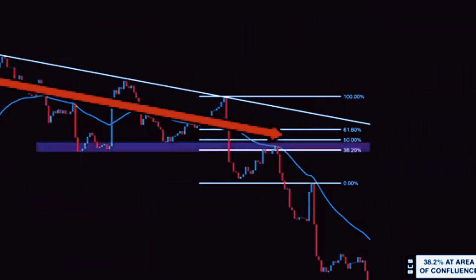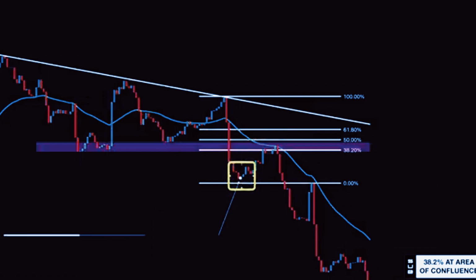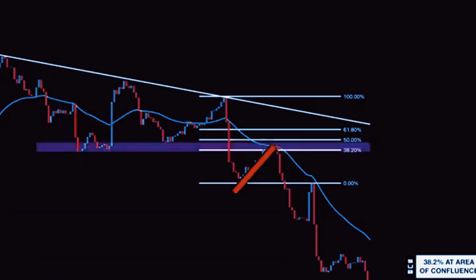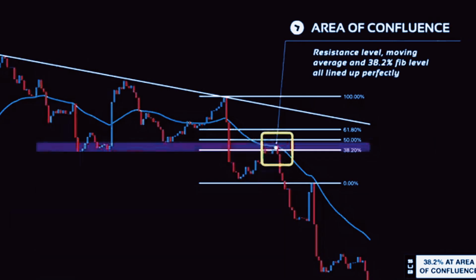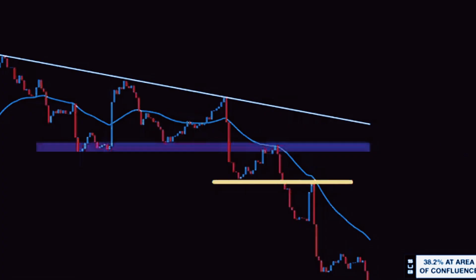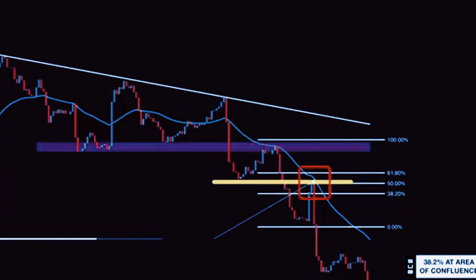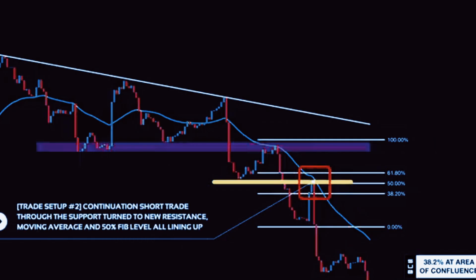You have a moving downtrend through the lower highs. Price then breaks below the key support level and below the descending triangle pattern, showing the bearish momentum, so you want to trade with it. Price then pulls back to your area of confluence, where the resistance level, moving average, and 38.2% Fib area lined up, which presented a short trade opportunity. Now, you then also had a second continuation entry down here, as you had a support turn to new resistance level, moving average that crossed, followed by the 50% Fib level lining up perfectly, which presented another short trade setup.